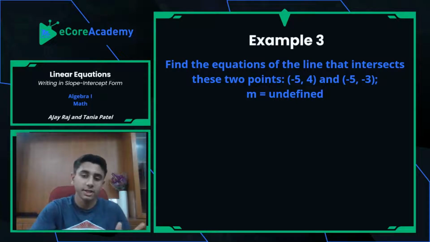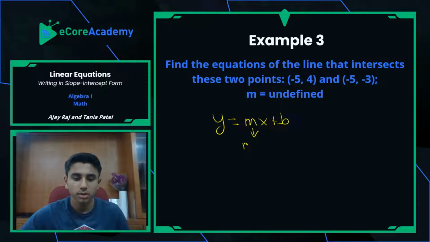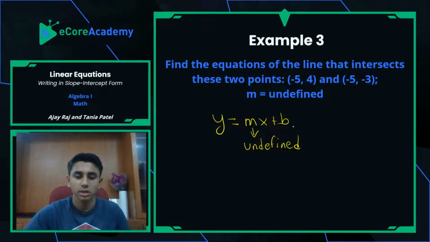And for our very last example, we're going to find the equation just like we did before. We have 2 points, (-5, 4) and (-5, -3), and we have our slope that is undefined. So when we develop this equation, we're going to plug in exactly what we know. So we know that y equals mx plus b. m is going to be undefined, so the only thing that we're really solving for is b.